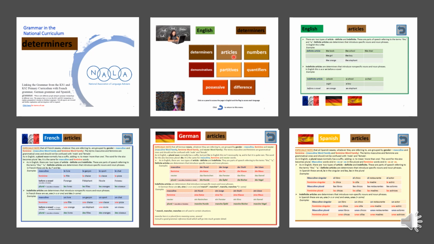I can choose articles, click on that, and it will tell me what articles are in English. And then I have the option of choosing the French page, the German page, or the Spanish page, or all three if I wish. That will make links to articles in French, articles in German, and articles in Spanish. And they tend to be more complicated because we have masculine and feminine, we have neuter also with German, and so on. So it takes you to that, and again I can click on the return arrow and return to the dashboard.